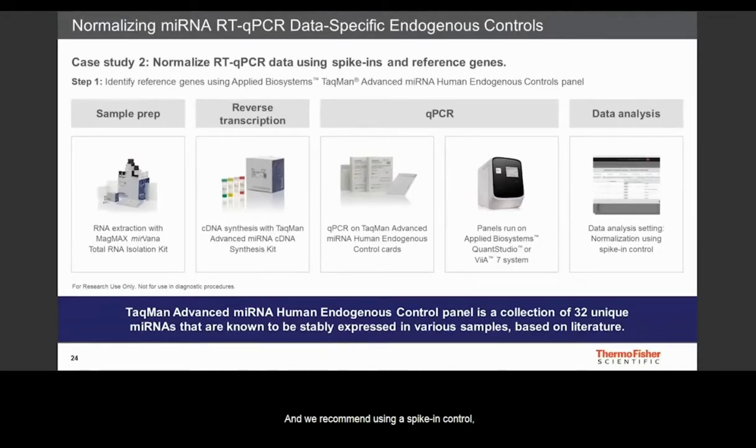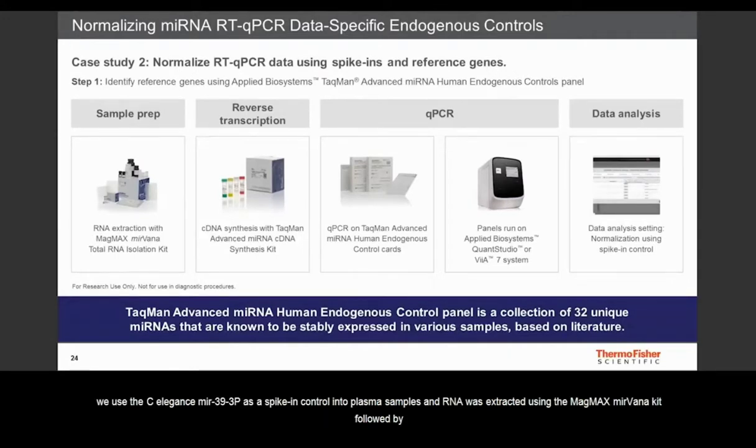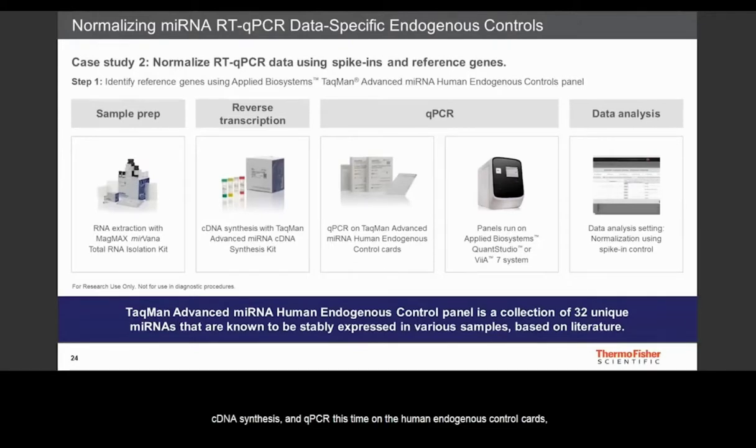And we recommend using a spike-in control like the one that Emily mentioned earlier in the slides. In this case study, we used the C. elegans miR-39-3p as a spike-in control into plasma samples, and RNA was extracted using the MagMAX mirVana kit, followed by cDNA synthesis and qPCR, this time on the human endogenous control cards. The control cards consist of 30 unique microRNAs that are known to be stably expressed in various samples, including serum and plasma, and this information is based on literature. So we ran these cards on the QuantStudio 7 system and analyzed the data on ThermoFisher Connect like previously.